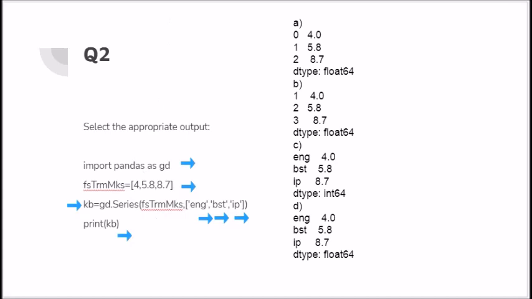Let's evaluate the answers one by one. In the first case, English, BST, and IP are not mentioned here, so that goes wrong. In the second case, once again, English, BST, IP is not mentioned. The confusing part is that in the first case, the index was starting from 0, and here the index was starting from 1. So both the answers are wrong, because the index is labeled this time. So we have English, BST, and IP.